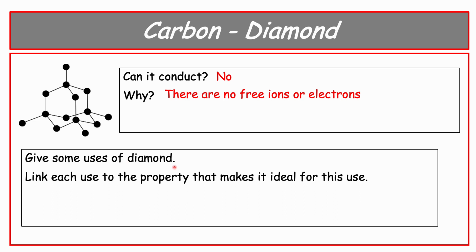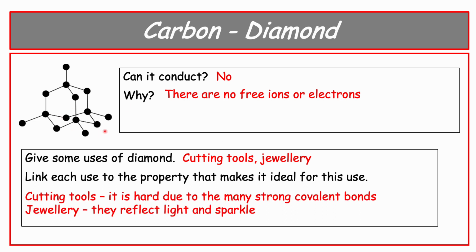Now, in terms of uses of diamond, there are 2 that you could use. You could say jewellery, and the reason it's used as jewellery is because it's got this really rigid and hard structure. Okay, so obviously it won't dissolve, it won't break down. Alternatively, it's used in cutting tools, so it's actually used in drills to cut other substances, and again, it links back to its really rigid and hard structure.